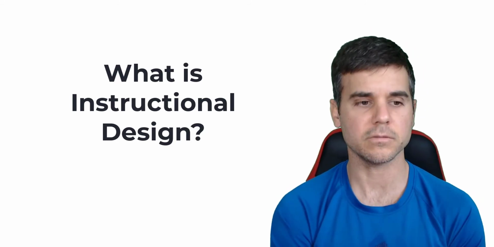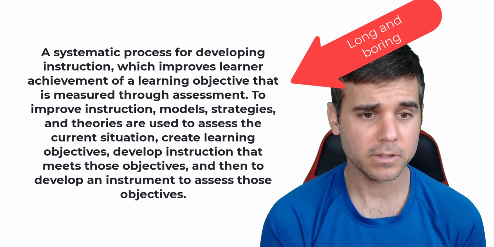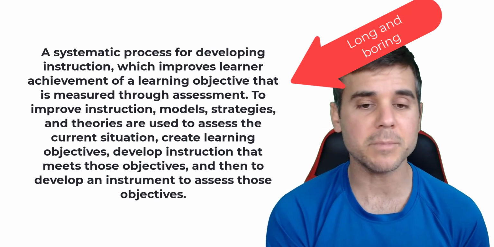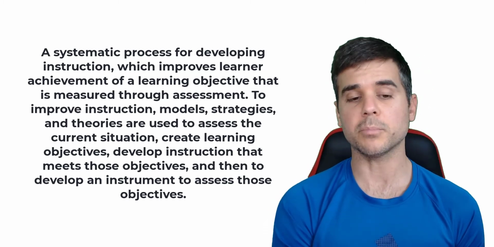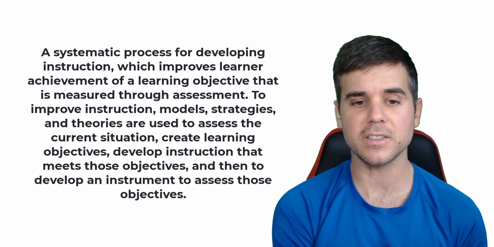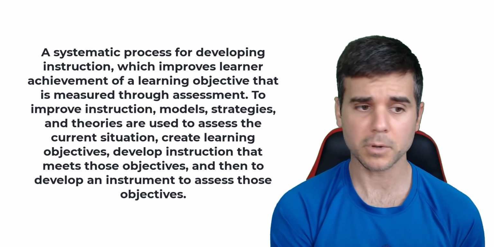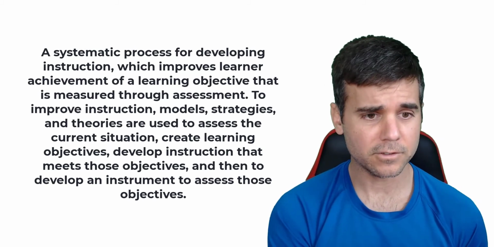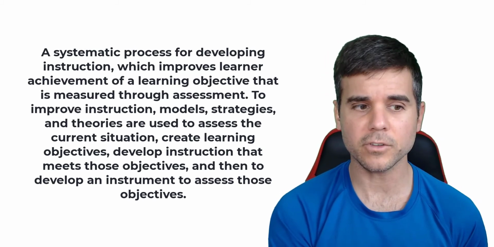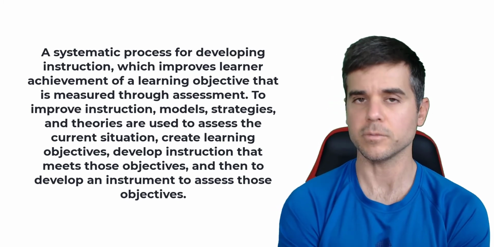So here's the definition: a systematic process for developing instruction, which improves learner achievement of a learning objective that is measured through assessment. That means to improve instruction, models, strategies, and theories are used to assess the current situation, like determine the problem and a solution, create learning objectives, develop instruction that meets those objectives, and then develop an instrument to assess those objectives.